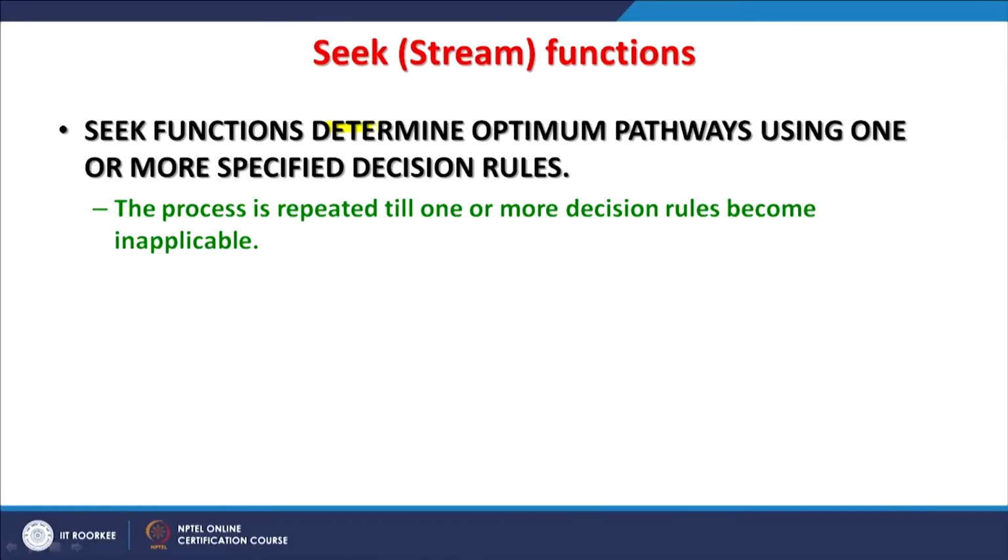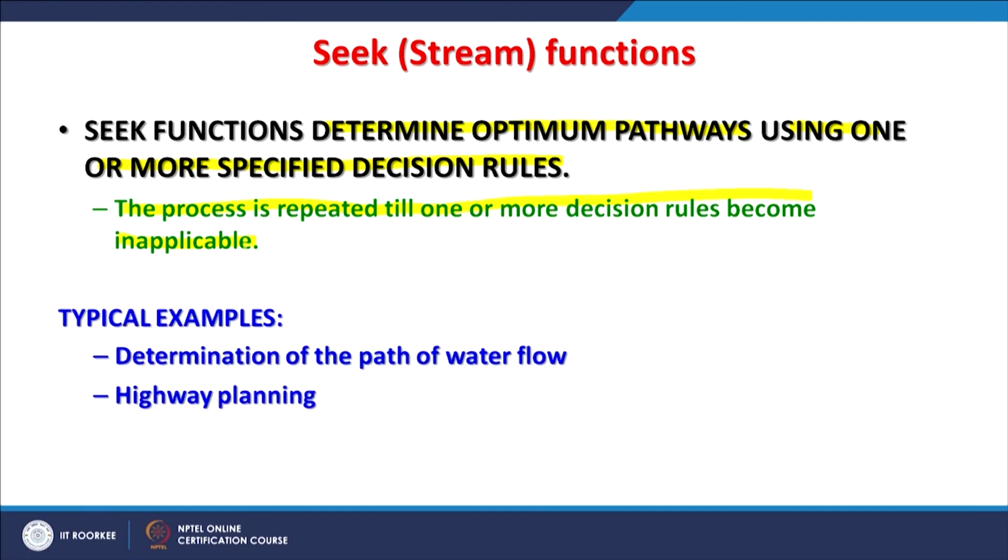Now, the last one before I close, the seek or stream functions. As I have said, a full length discussion we will have when we will be discussing surface hydrologic modeling using a digital elevation model. But anyway, before that, the seek functions basically determine optimum pathways using one or more specified decision rules. So, rules have to be there. The process is repeated till one or more decision rules becomes inapplicable. And an example is determination of path for water flow.